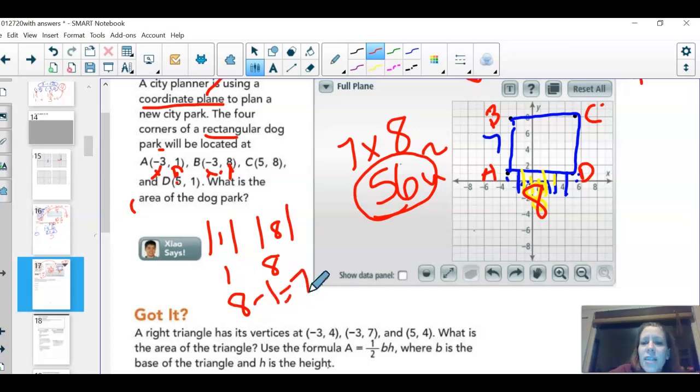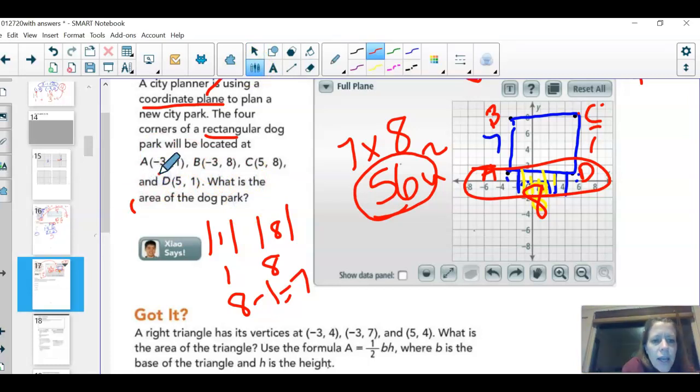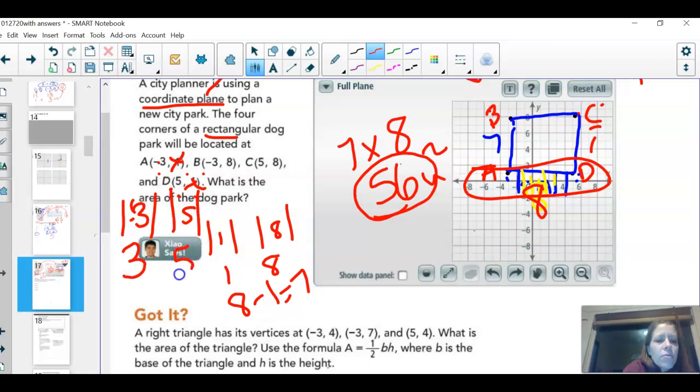Now I need to look. If I did CD, I would still get 7, but I don't need that side because I'm not finding the perimeter, I'm finding the area. I need AD. So I look at A, B. So I have negative 3, 1, and 5, 1. Now the 1's are the same, and I have negative 3 and 5. So I find the absolute value of negative 3 and the absolute value of 5. That gives me 3 and that gives me 5.